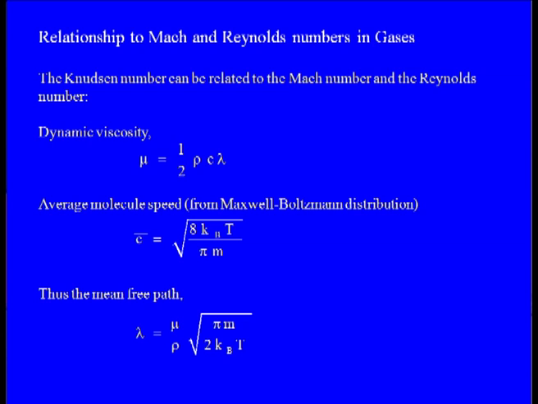The Knudsen number can be related to the Mach number and the Reynolds number, which we are going to calculate now. Dynamic viscosity is defined as mu equals half rho c bar lambda, where c bar is the average molecular speed, which can be obtained from the Maxwell-Boltzmann distribution, which I have already talked about in my earlier talks, where c bar is defined as root over 8 k_B T by pi m. Thus, the mean free path lambda is mu upon rho, root over pi m by 2 k_B T. So the mean free path can be defined in terms of the dynamic viscosity, by the relation mu upon rho root over pi m by 2 k_B T.